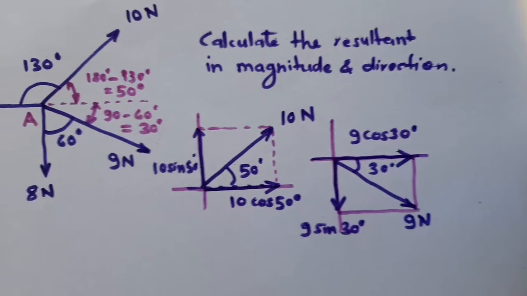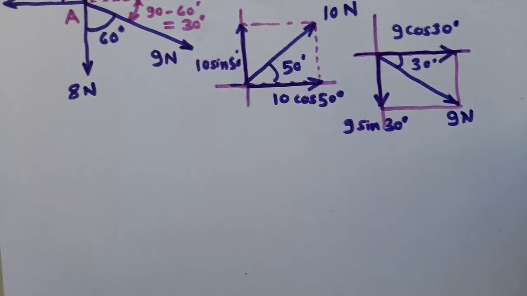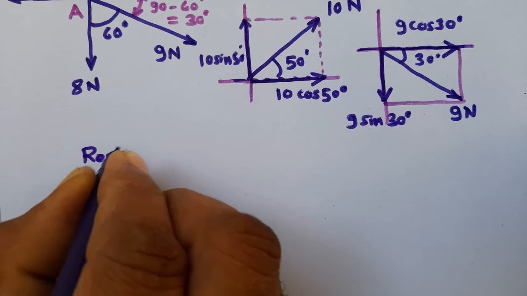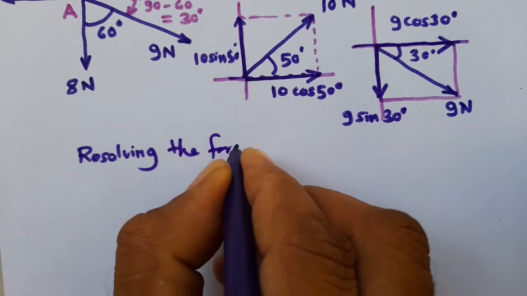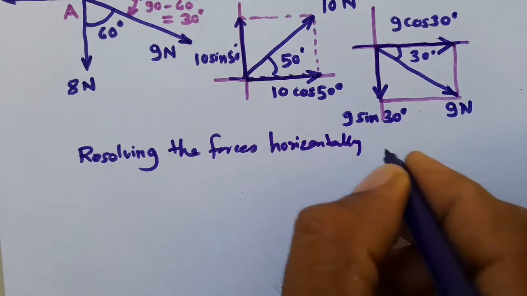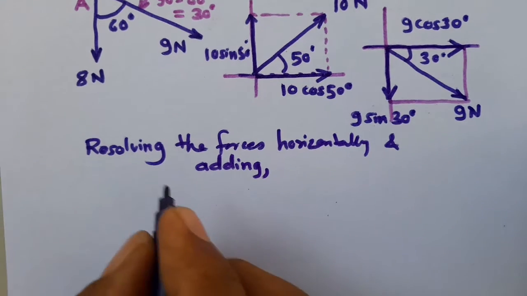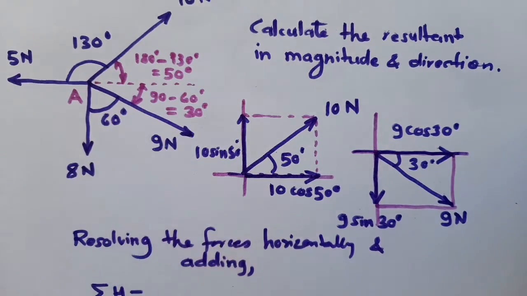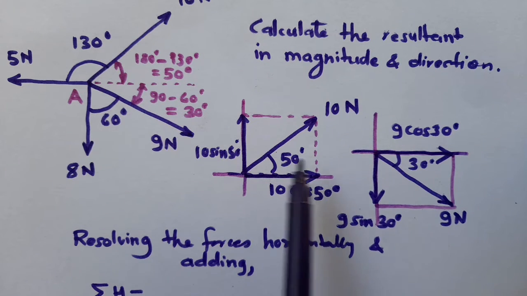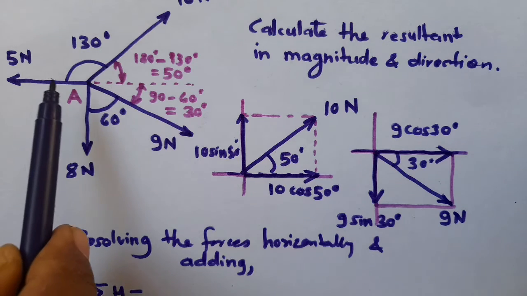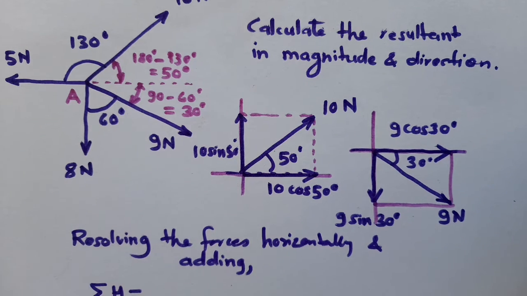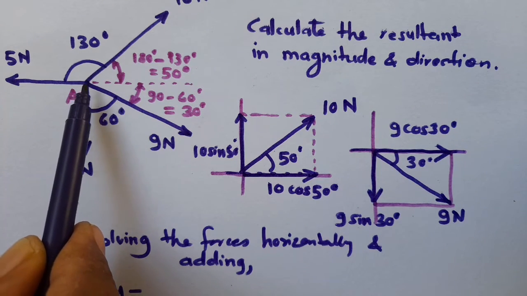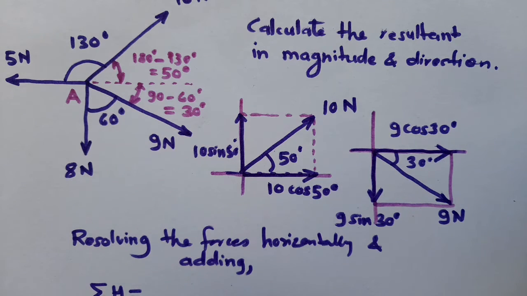So friends, now we are in a position to find sigma h. Now resolving the forces horizontally and adding, we get sigma h equal to, now how to find sigma h? Look here friends, look at the original sketch. There are two inclined forces, 10 and 9, which have been taken away and resolved. However, I did not take away 5 Newton and 8 Newton, so I will have to concentrate on all the horizontal forces. First is 5 Newton, which is going towards left, so it should have negative sign. So negative 5.